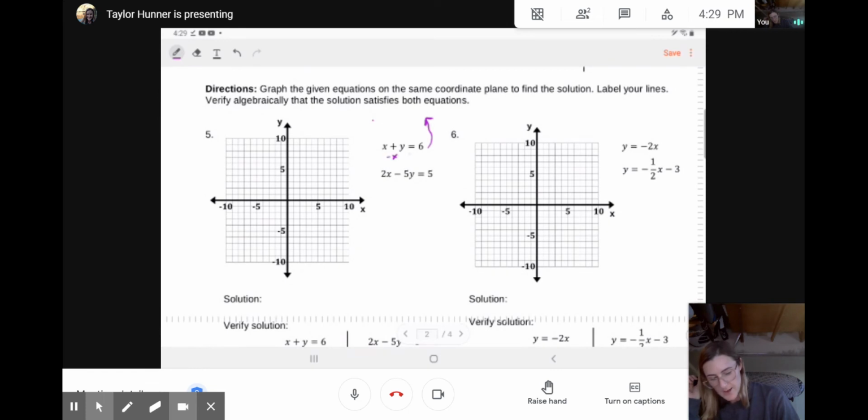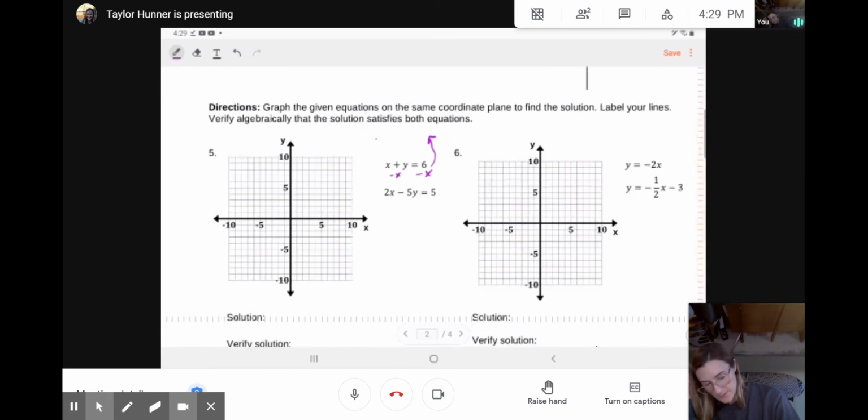Well, I would have to subtract x from both sides because I want to get the y alone. So this equation would be y is equal to negative x plus 6. So that's my first equation. I can go ahead and graph that if I want.